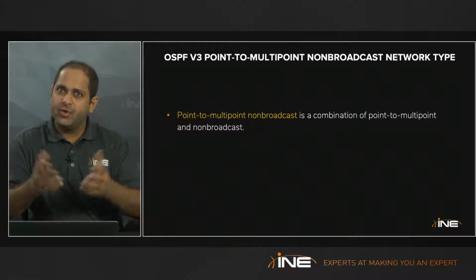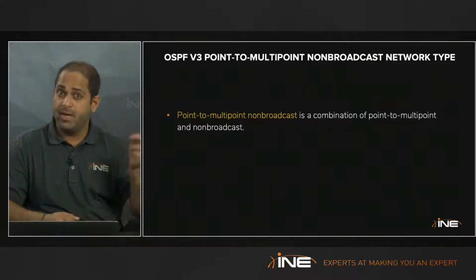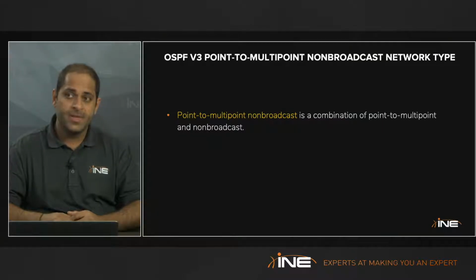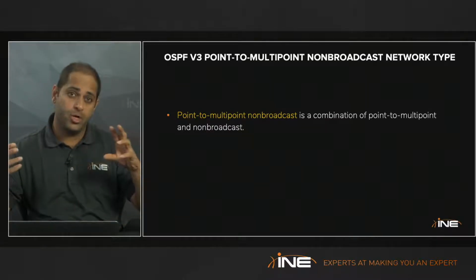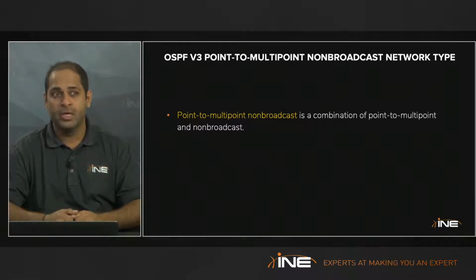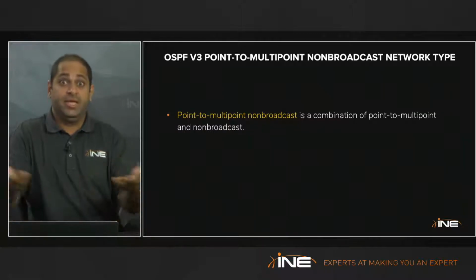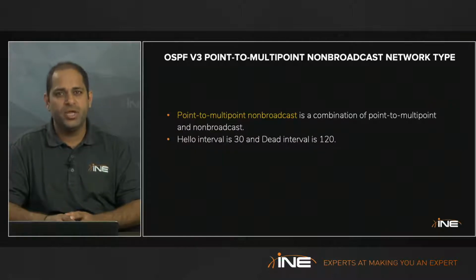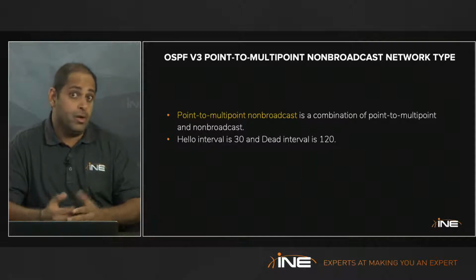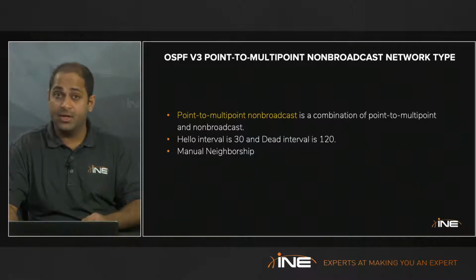So the difference is that like point-to-multipoint, I basically do not have a DR election. If you remember, in point-to-multipoint, there was no DR election. And like non-broadcast, there's manual neighborship. That's why it's called point-to-multipoint non-broadcast. It's a combination of both. So I basically don't support broadcast. I need manual neighborship, but there is no DR election. The hello and dead is pretty similar to point-to-multipoint or non-broadcast. It is 30 and 120. Again, manual neighborship required.